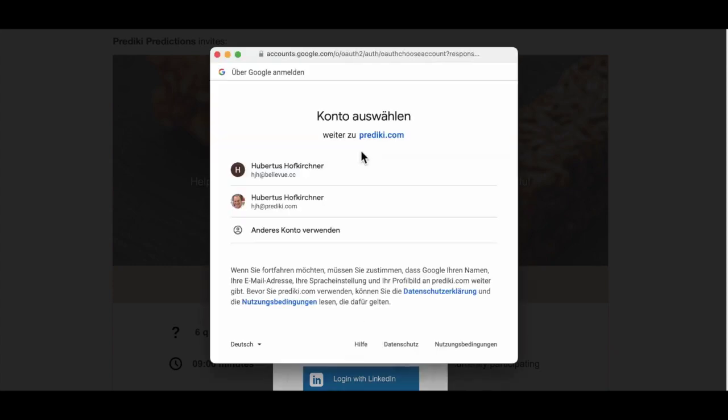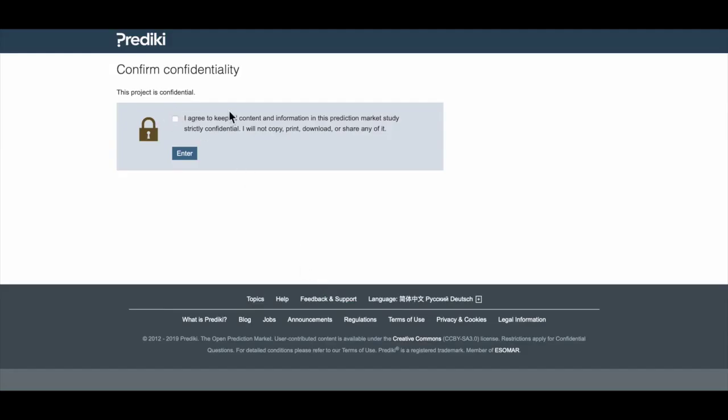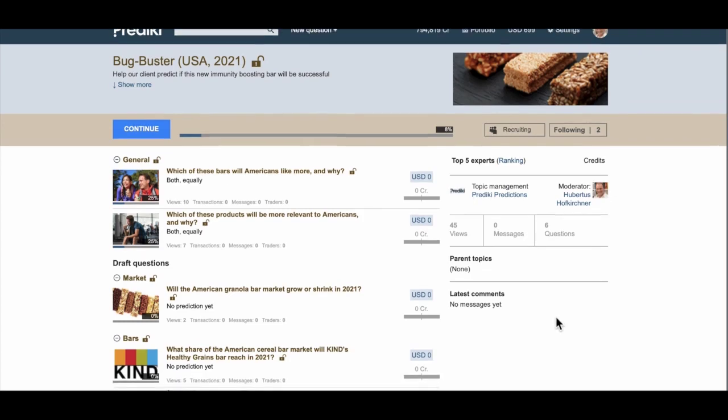So I log in here with Google with my personal account, and before the system lets me in, I have to confirm that I will keep this confidential. This is of course also important for participants. So yes, I agree. And now the system makes me a moderator of this prediction market battery for all the questions. It's very important for a prediction market to have a moderator to help participants, to guide them a little bit, to motivate them to do more, to do everything, to trade more.